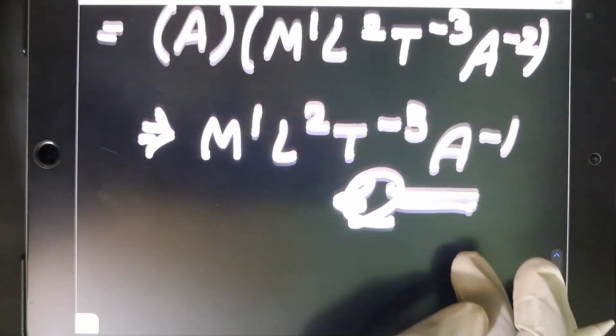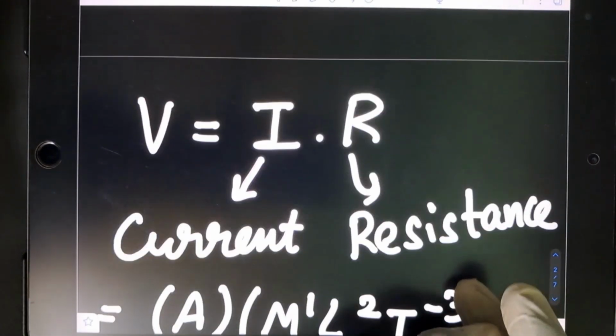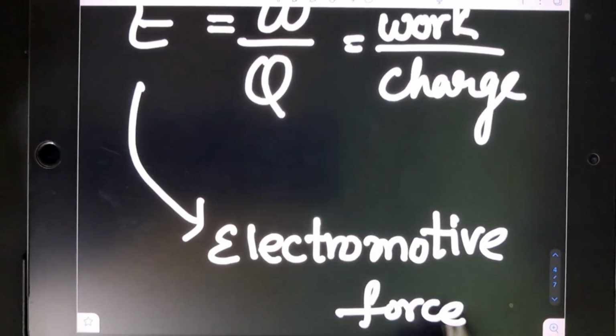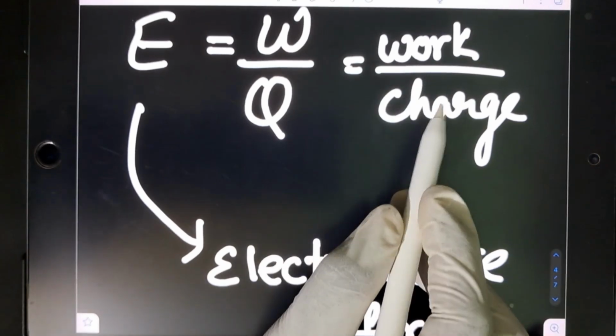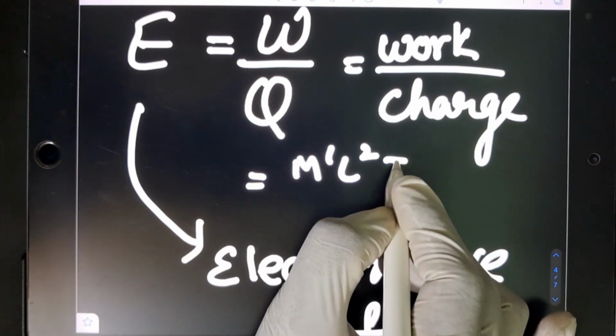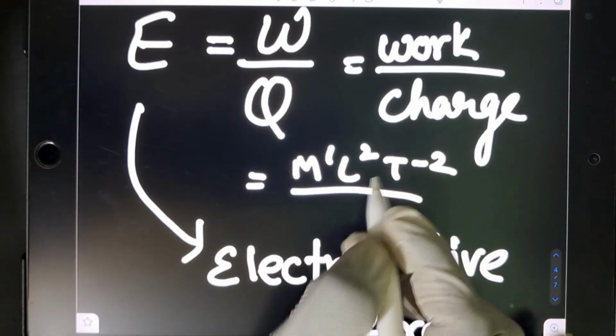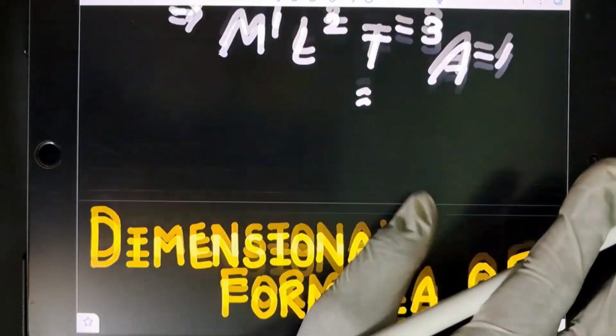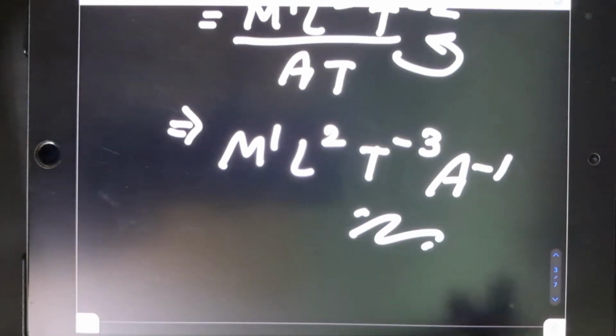Now let's see the dimensional formula of electromotive force EMF. E is equal to work by charge. Same. And as it is, we have to substitute the work dimensional formula M power 1, L2, T power minus 2 and charge AT, and on reciprocal we get the same M power 1, L2, T power minus 3.